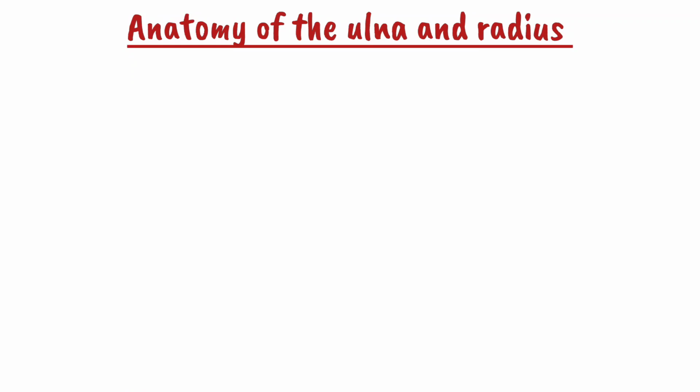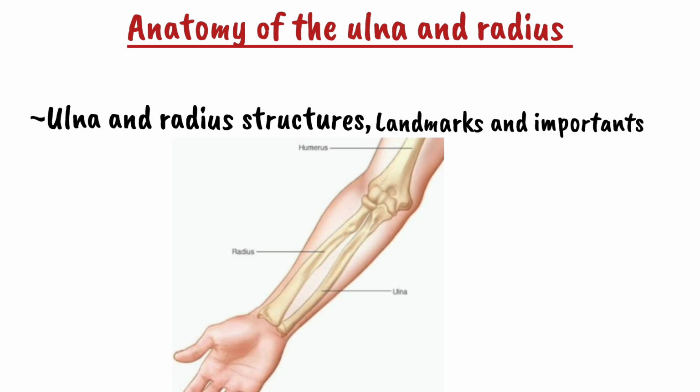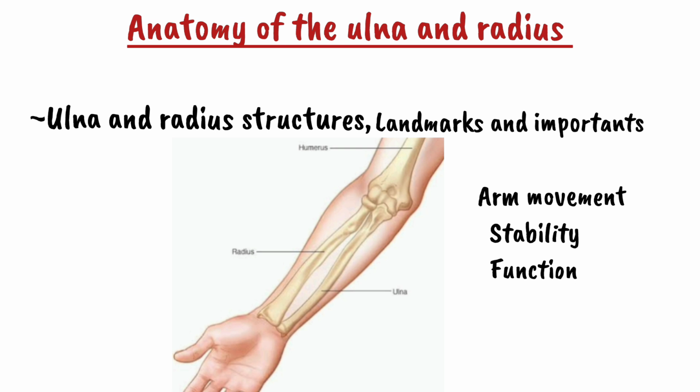In today's tutorial, we are going to talk about the anatomy of the ulna and radius. We are going to cover the ulna and radius structures, their landmarks and their importance. So the forearm is composed of two primary bones, the radius and the ulna. These bones are essential for arm movement, stability and function, enabling activities such as lifting, twisting and grabbing. Understanding their structure, bony landmarks and significance is crucial for students of anatomy.